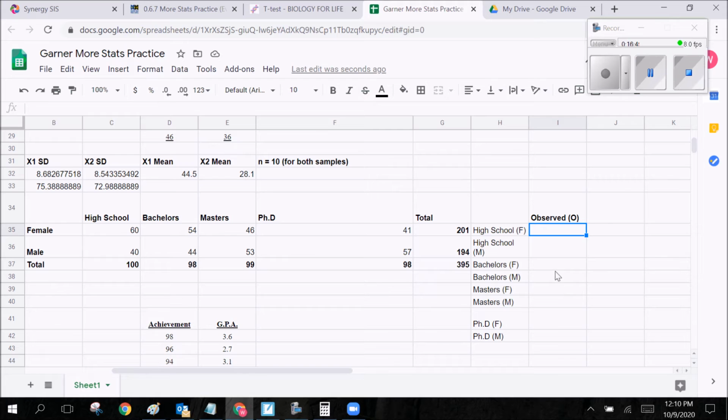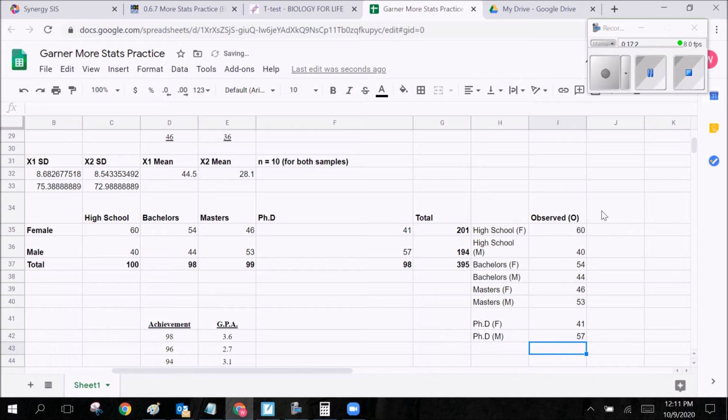Now, what are our observed values for them? So high school female is 60. I'm going to type 60 in there. High school male, 40. Bachelor's female, 54. Bachelor's male, 44. Master's degree female, 46. Master's with the male is 53. PhD with the female is 41. And PhD with the male is 57.